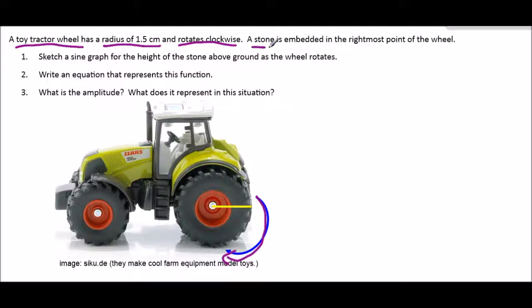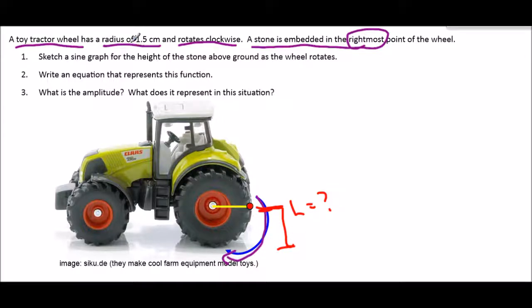And then we're told that there's a stone in the rightmost point of the wheel. So furthest to the right would be a point right about here. So that red dot represents the point. So we want to be able to sketch a sine graph for the height of the stone above the ground as the wheel rotates. So let's think about what's going to happen. So the height of the wheel as it rotates.